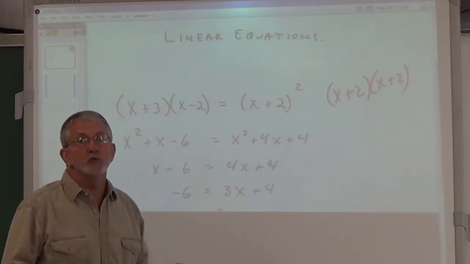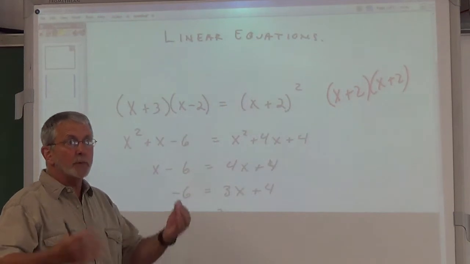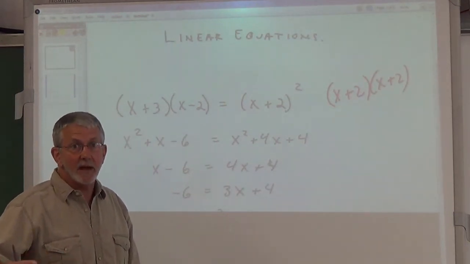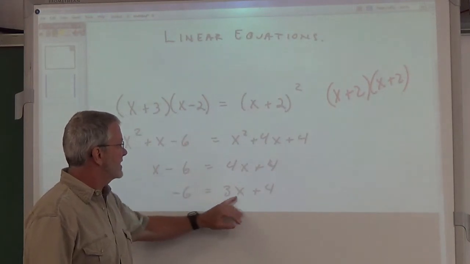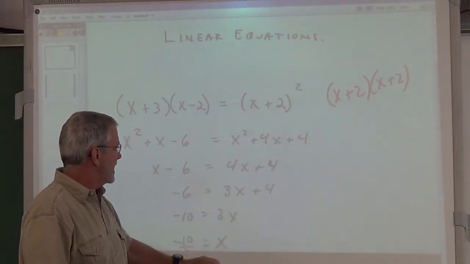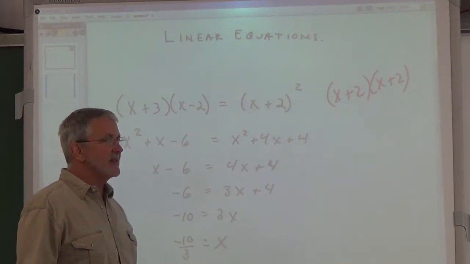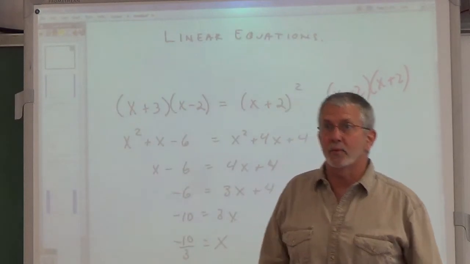This is work that you do not need to show. If we were in algebra, you would want to show this work, but we're not in algebra. This is like pre-calculus. So we're going to subtract the x, get 3x, and now we have negative 6 is equal to 3x plus 4. Subtract 4. Negative 10 is equal to 3x. x is equal to negative 10 thirds. Thank you very much. Enough of that. Let's go on to another example.